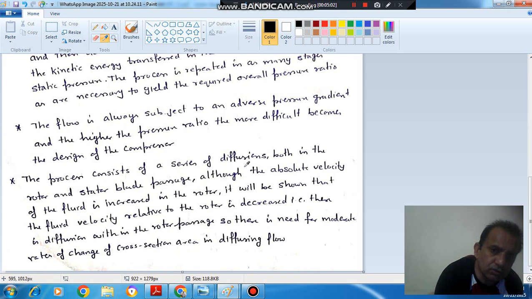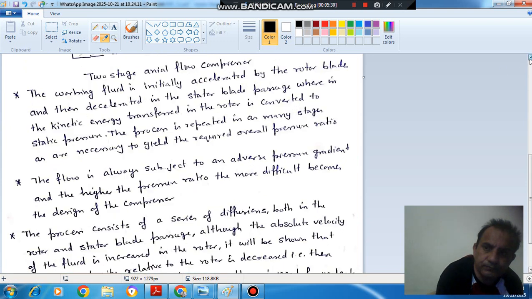The process consists of a series of diffusion in both the rotor and stator blade passages. Although the fluid velocity is increased in the rotor, it will be seen that the fluid velocity relative to the rotor is decreased. That is, there is diffusion within the rotor passages, so there is a need for a moderate rate of change of cross-sectional area in the diffusion.